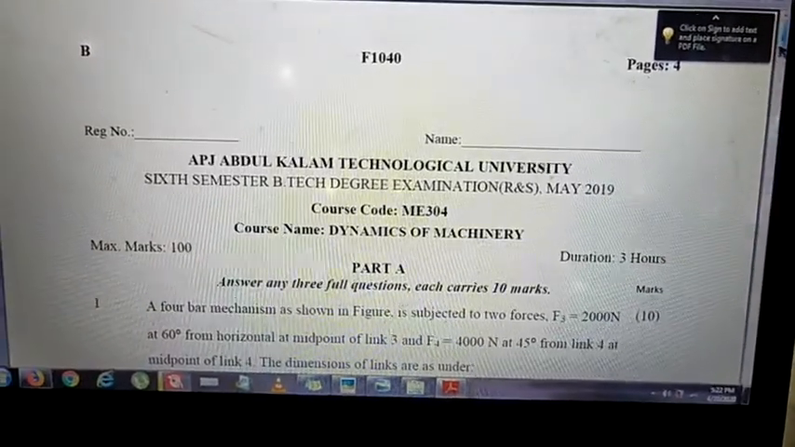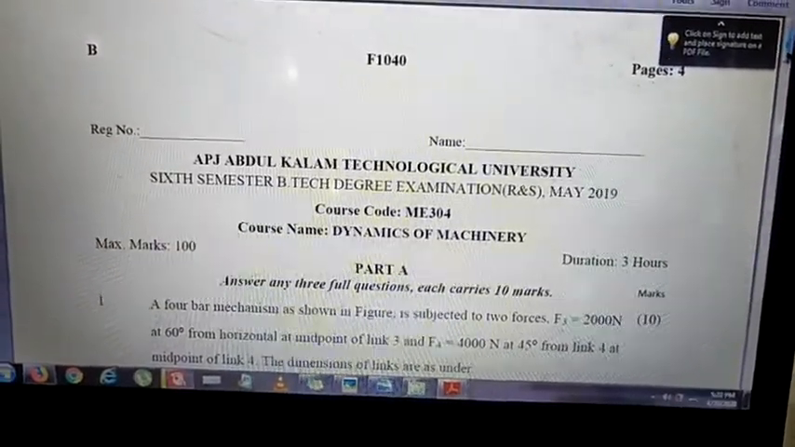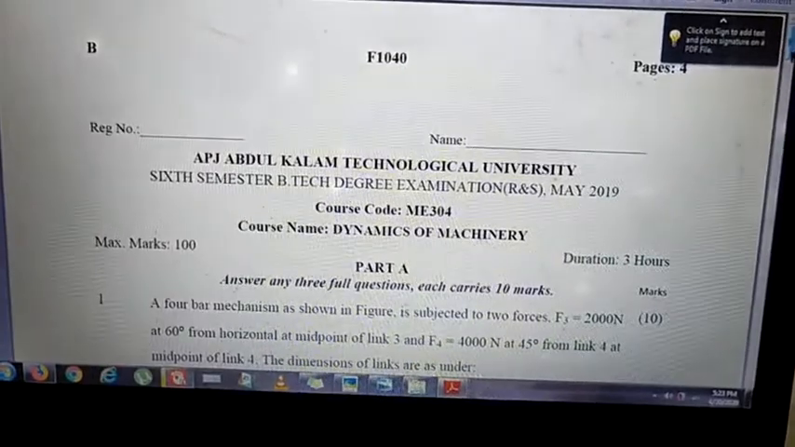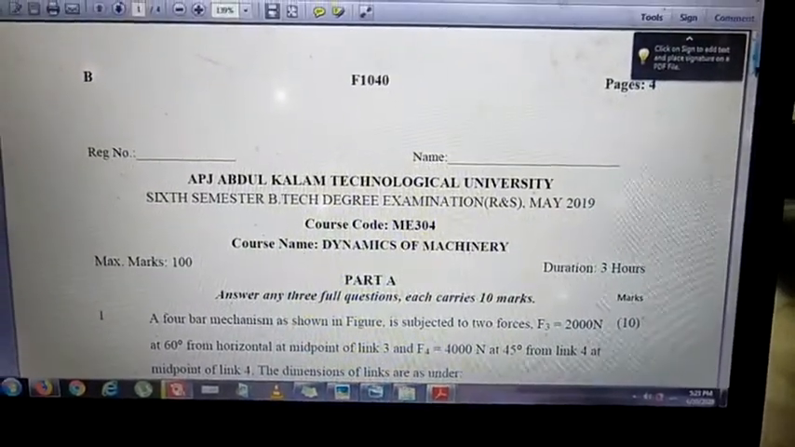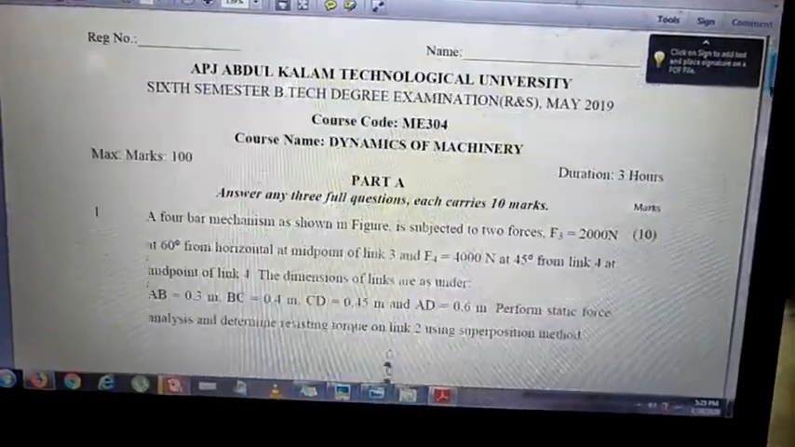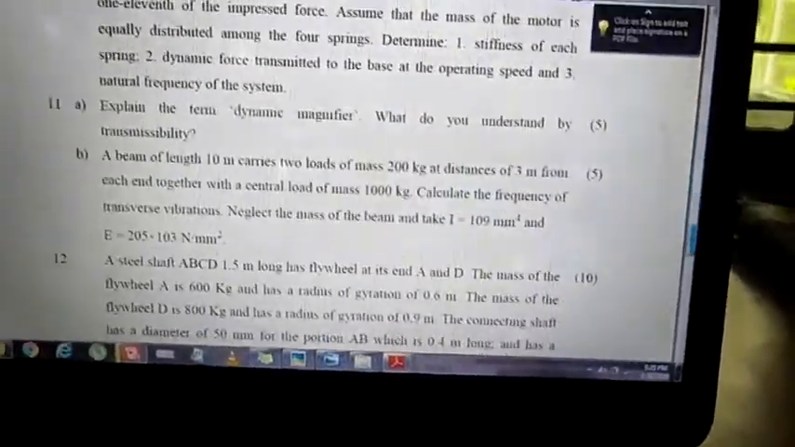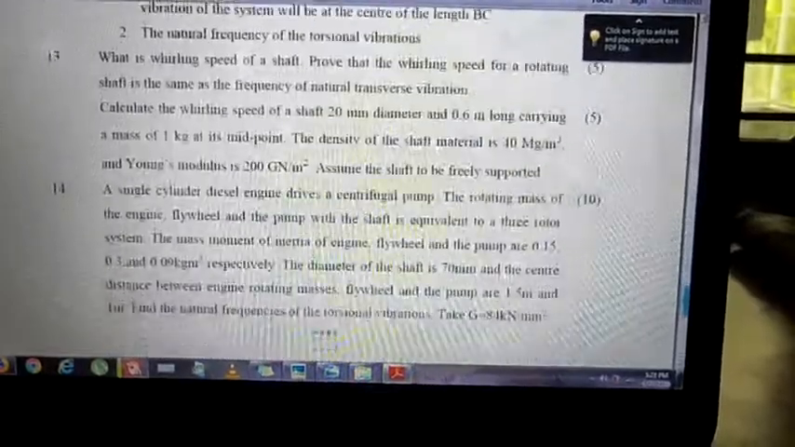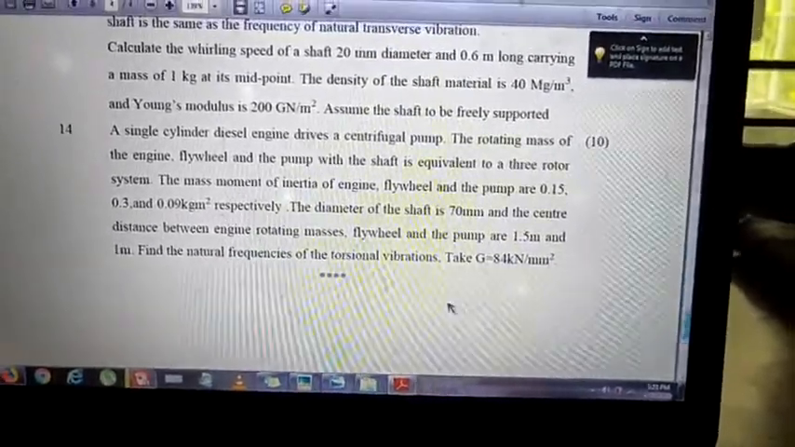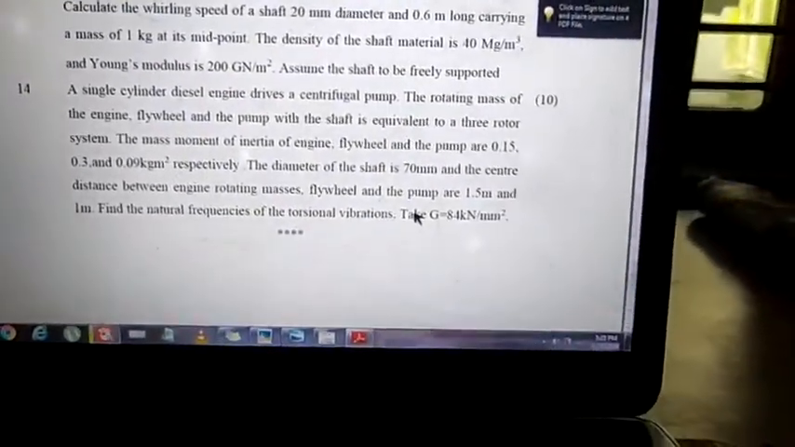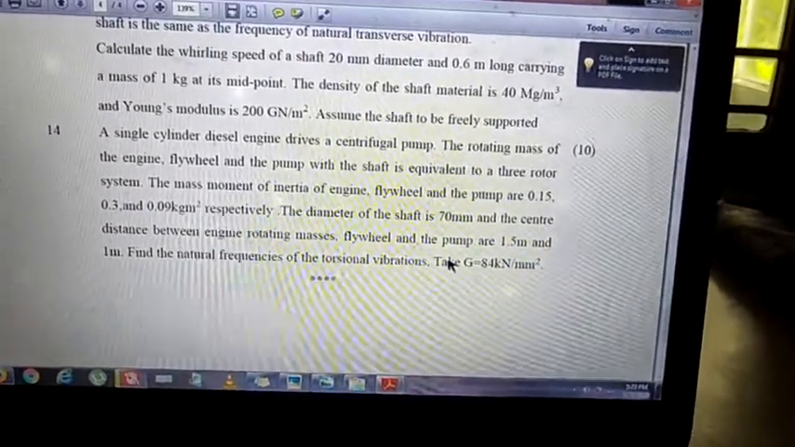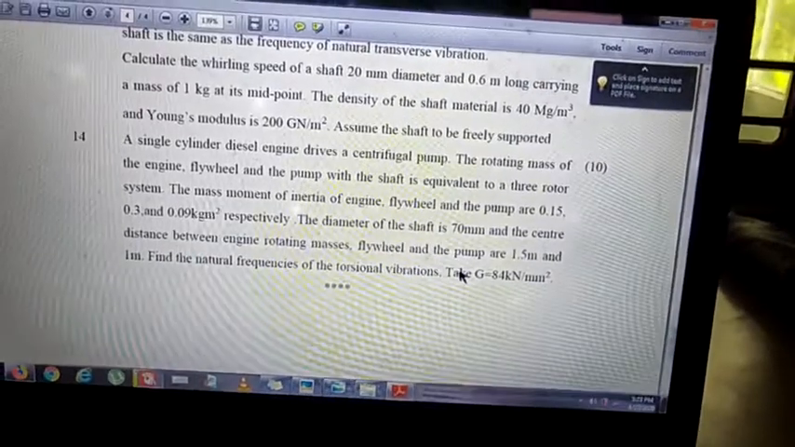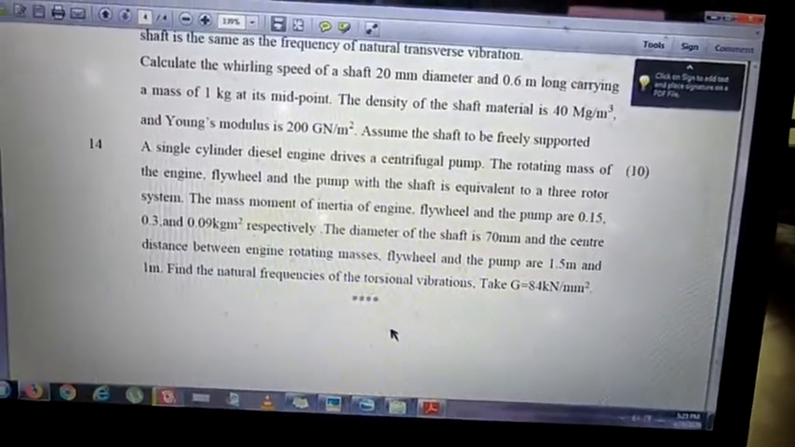Hi friends, in this video let us discuss a numerical which came with respect to the three rotor system. It is from the previous regular question paper, May 2019, for Dynamics of Machinery. The last question of the question paper, question number 14 of Part C, was a numerical related to the three rotor system. Now I'll read out the question.